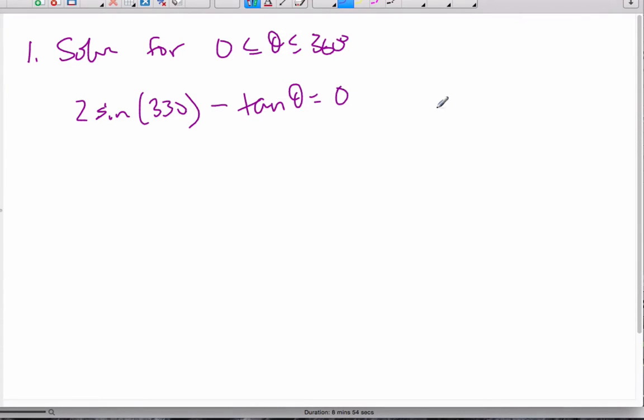Okay, here are some extra ones to try. I recommend you pause it first, try it yourself, then you can check for the solutions. So here we go. Pause.